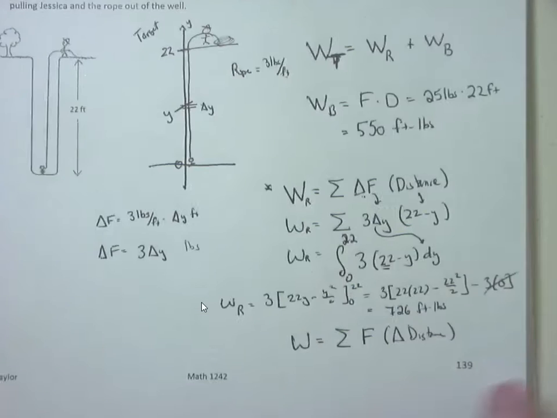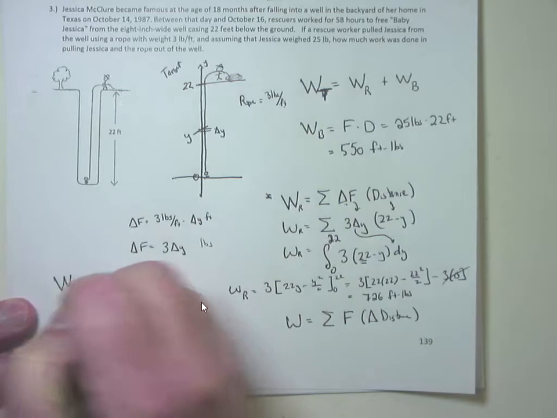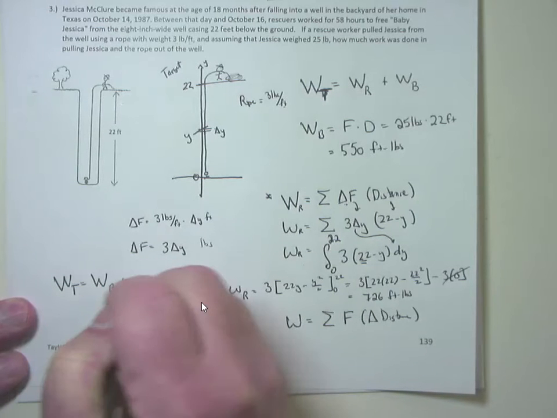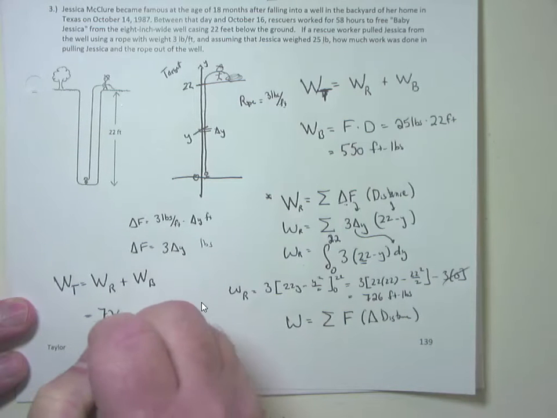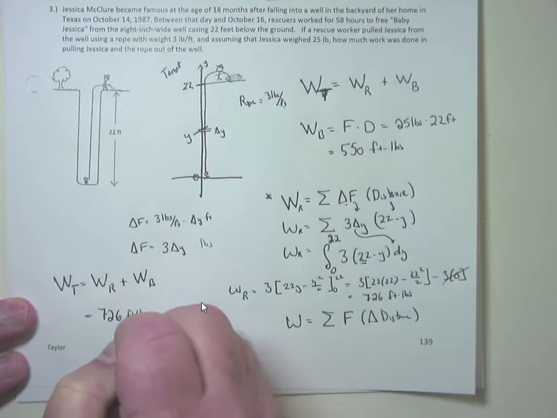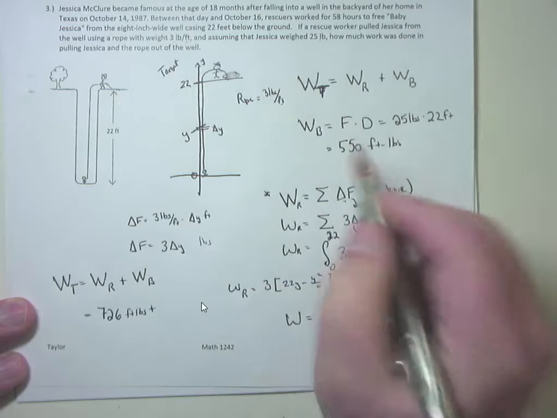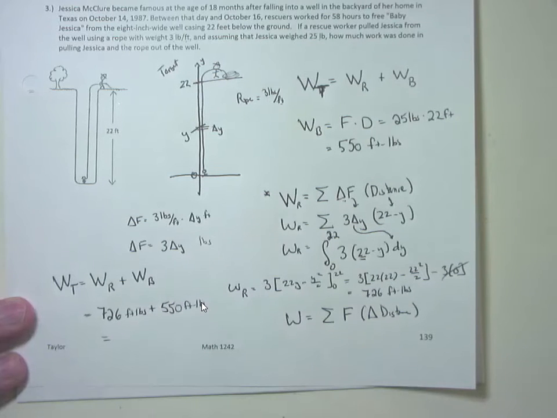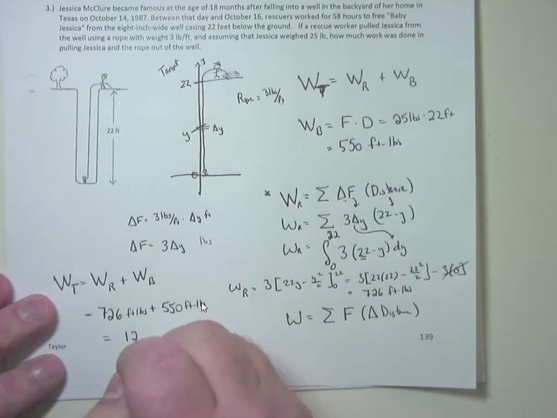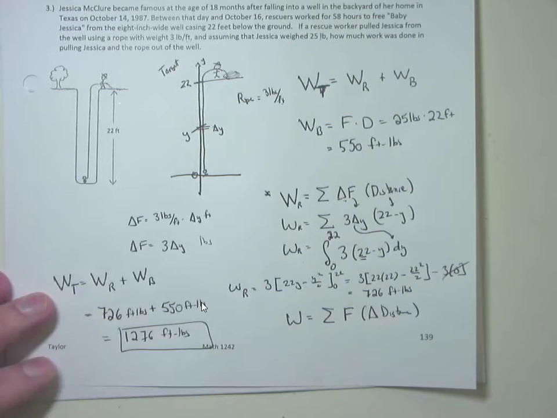Therefore, to answer your question here, to get the work total on this problem, you've got to take the work on the rope plus the work on the baby. The work on the rope was 726 foot-pounds, plus the work on the baby, that was a straight lift and jerk concept here of 550 foot-pounds, which makes the answer how much? 1,276 foot-pounds. That is the answer to my problem.